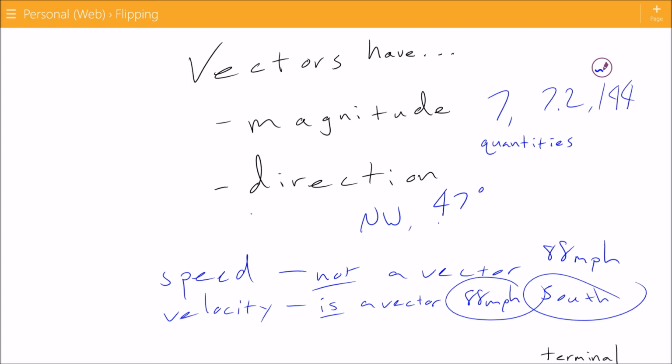You can apply this for many different things too. In terms of moving something, if you're traveling, I'm going 10 miles. Well, 10 miles by itself is not a vector, but if I'm going 10 miles east, now you have a vector because you've got the magnitude and the direction.